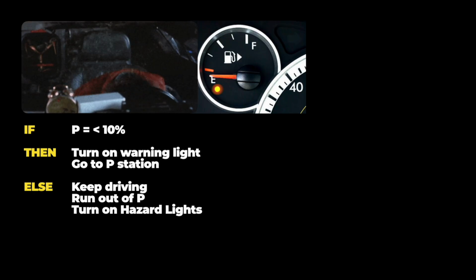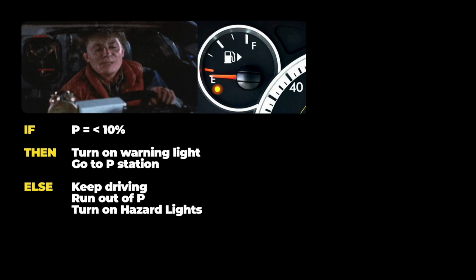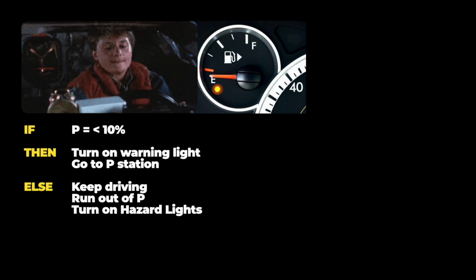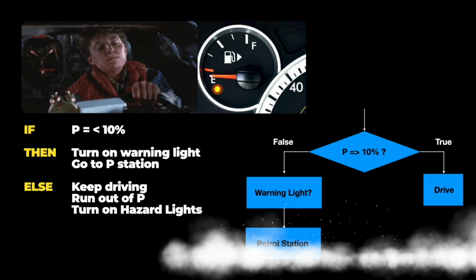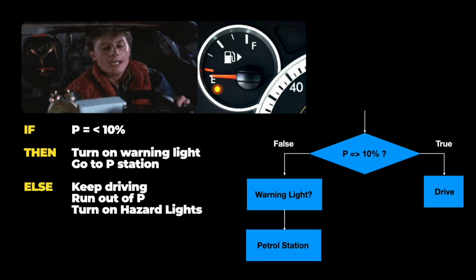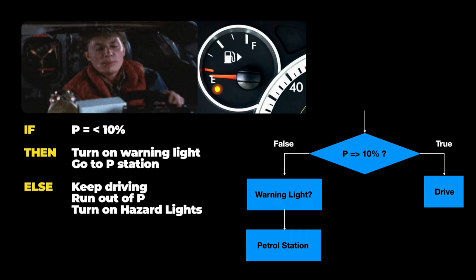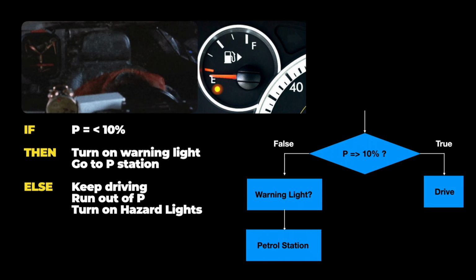Else, we can just keep driving until we run out of petrol, or we might need to turn our hazard lights on by the side of the freeway, which hopefully hasn't happened to you before. Here's a quick flowchart of this example, and you can see that there's a decision there. Is P equal or more than 10%? If the statement is true, we can keep driving, and if it's false, we turn on a warning light or we go to the petrol station.